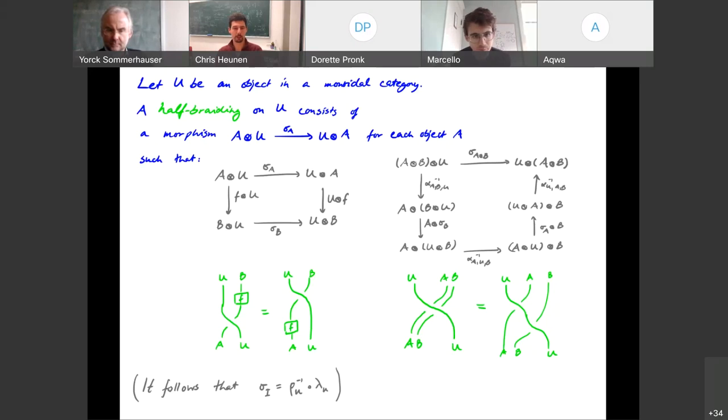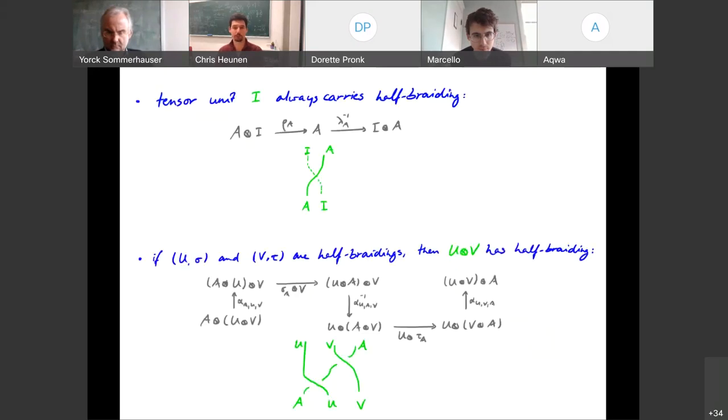Given any monoidal category, I can look at a fixed object and ask, does it have a half braiding? Does it have more than one half braiding, maybe? As we were saying, the tensor unit always carries a half braiding by forgetting the I on the left and then inserting it on the right, or the other way around. And if I have two objects with a half braiding, let's say U has a half braiding called sigma and V has a half braiding that we'll call tau, then the tensor product of the two objects also has a half braiding. It's built as follows.